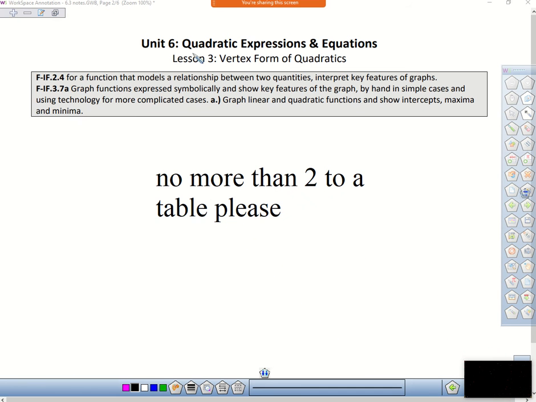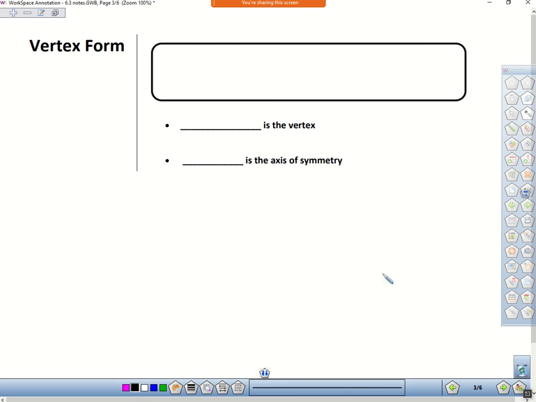So today we're going to be doing Unit 6, quadratic expressions and equations, and this lesson specifically will be vertex form of quadratics. So let's talk about what vertex form is. This is the same thing we've been dealing with, but it's a new format. And that format is y equals a times (x minus h) squared plus k. So that's what we call vertex form, okay?